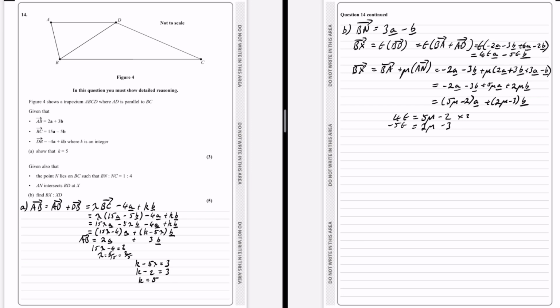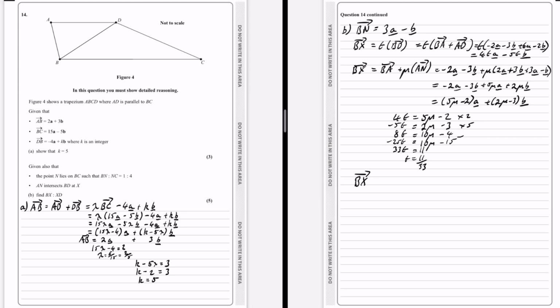We now have simultaneous equations, solve them however you like. I'm going to multiply the first equation by 2, the second equation by 5. So we've got 8t equals 10 mu subtract 4, and negative 25t equals 10 mu subtract 15. And we subtract the second equation from the first. 33t will be equal to 11. So t is going to be 11 over 33, or if you prefer, a third.